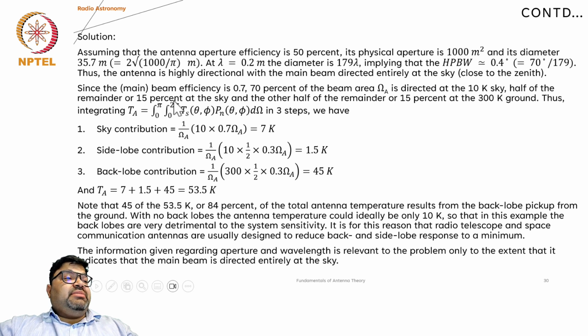Half of the remainder, or 15%, is at the sky, and the other half, 15%, is at the 300 Kelvin ground. Thus integrating TA from 0 to pi and 0 to 2 pi in 3 steps. So first step is in the main beam, you get 1 over omega A, 10 times 0.7 omega A, and that is 7 Kelvin. Side lobe contribution is given by the side lobes, and that is calculated like this.